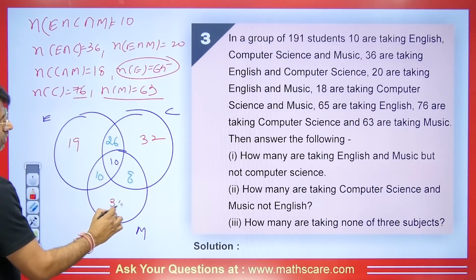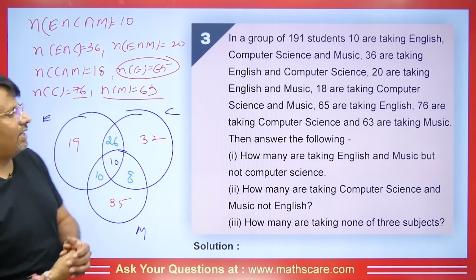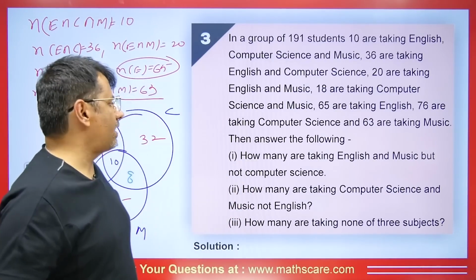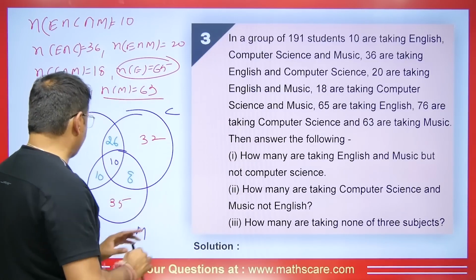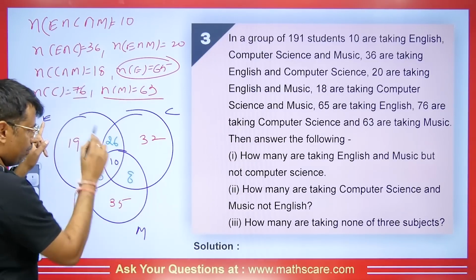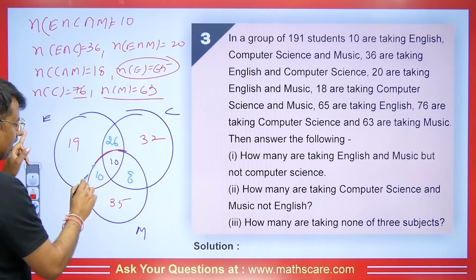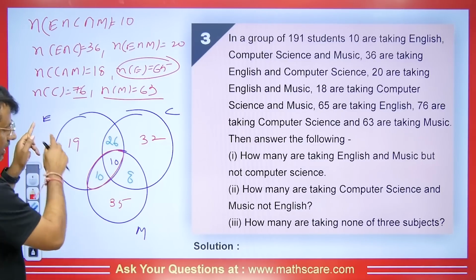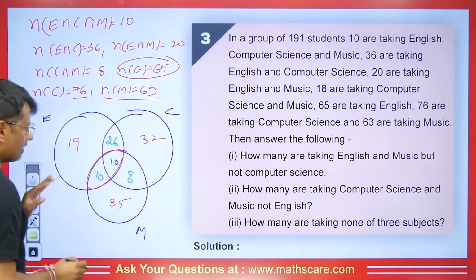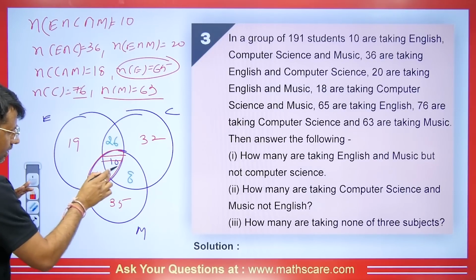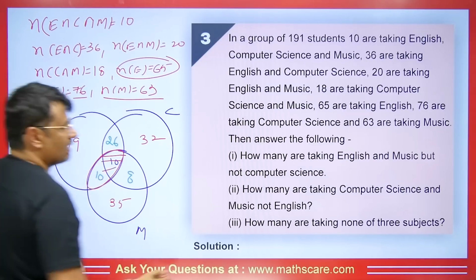Now coming to the questions part, the first one is, how many students are taking English and music? Which means English and music are common here. So this part is common here, right? This section will be the common students studying English and music is 20. The next half of the question is, but not studying computer science. To get the answer, we will remove computer science from here like this. But we need to exclude computer science, which means this 10 will be deducted. So our final answer will be 10.